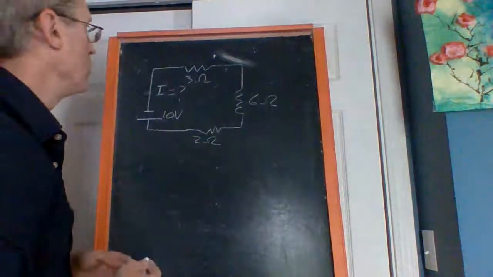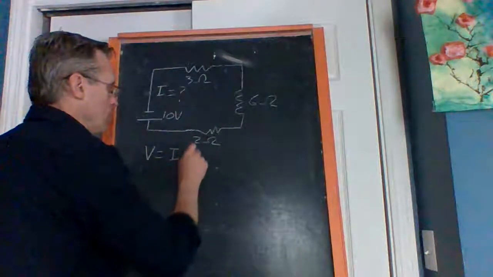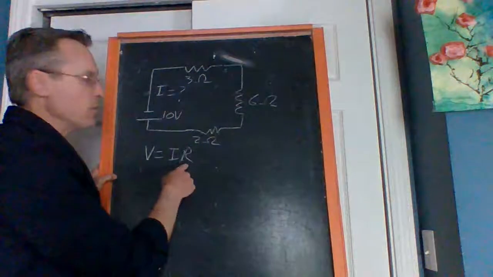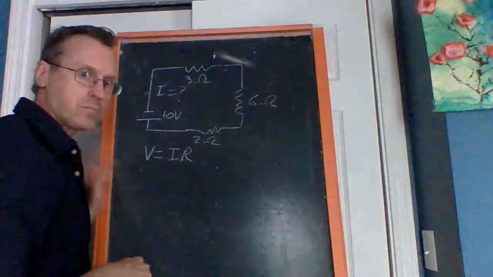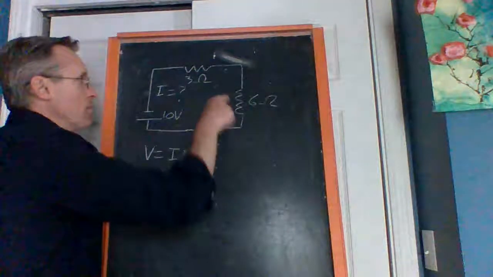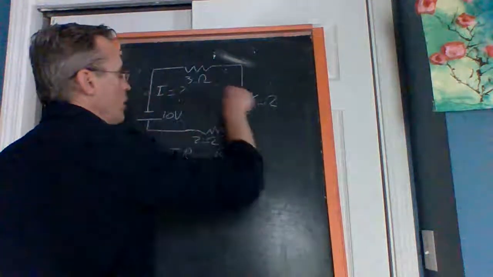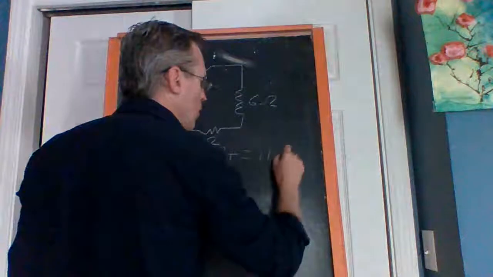So I'm going to use Ohm's law. V is equal to I times R. V I got, that's 10. I is what I'm looking for. So the question is, what's the R? Well, the R is the total resistance in the circuit. They're in series, so my total resistance is going to be 3 plus 6, which is 9, plus 2, which is 11 ohms.